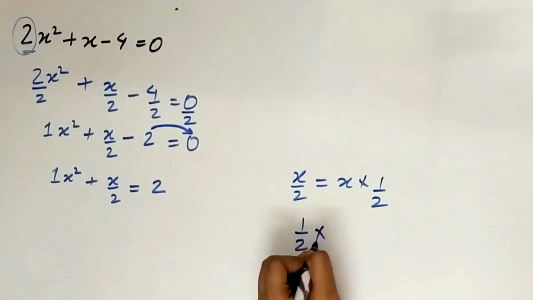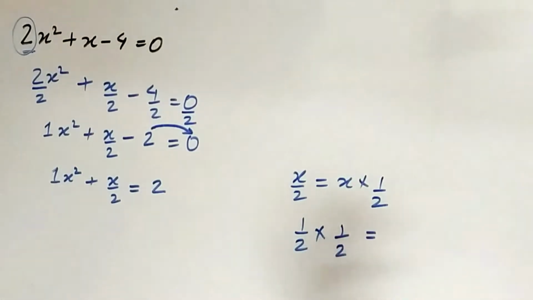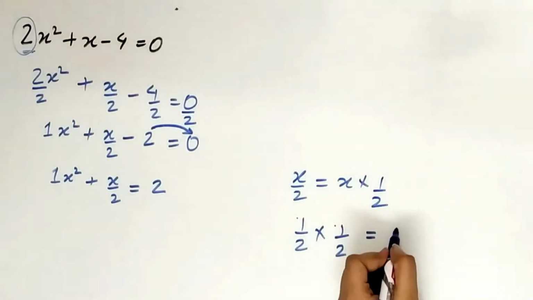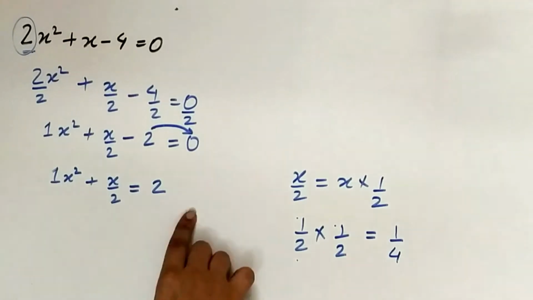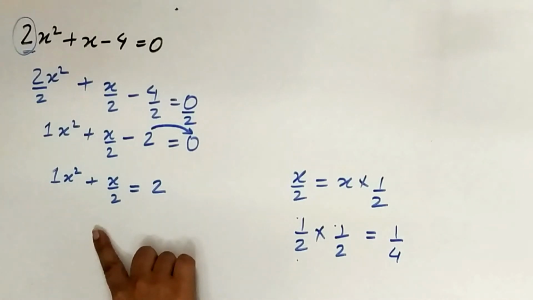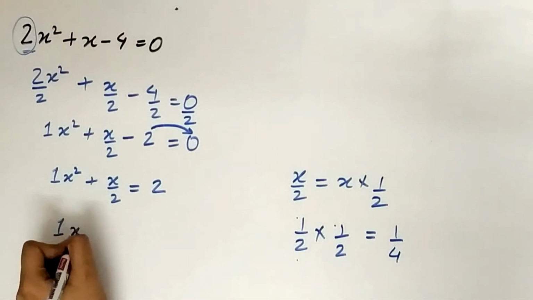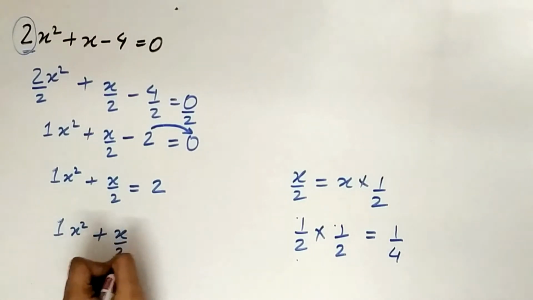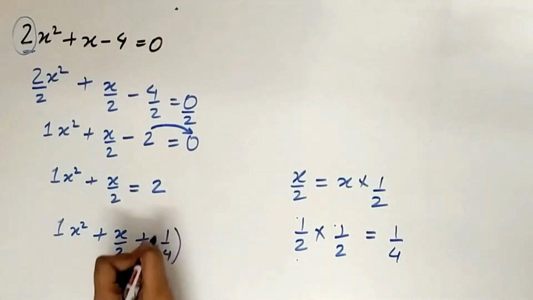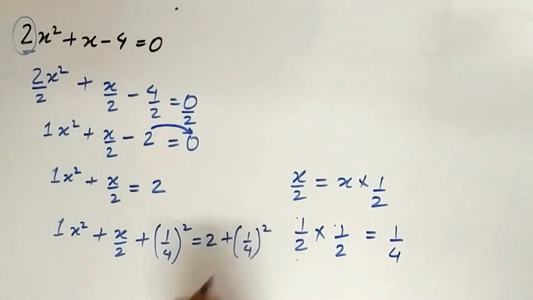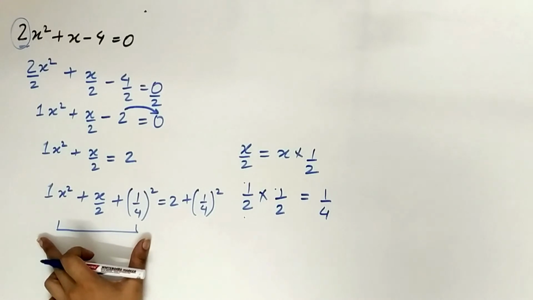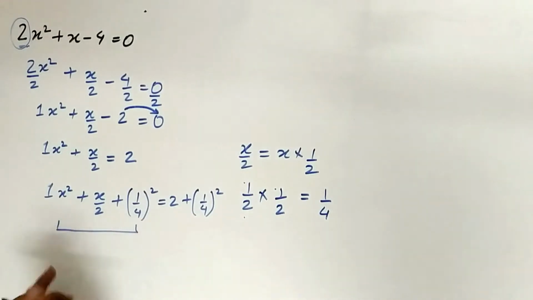Now multiply 1 by 2 by 1 by 2. It is equal to 1 multiply 1 is 1, 2 multiply 2 is 4, 1 by 4. Now add the square of 1 by 4 to both sides of equation. 1x square plus x by 2 plus 1 by 4 whole square equal to 2 plus 1 by 4 whole square. This is the expanded form of a plus b whole square.